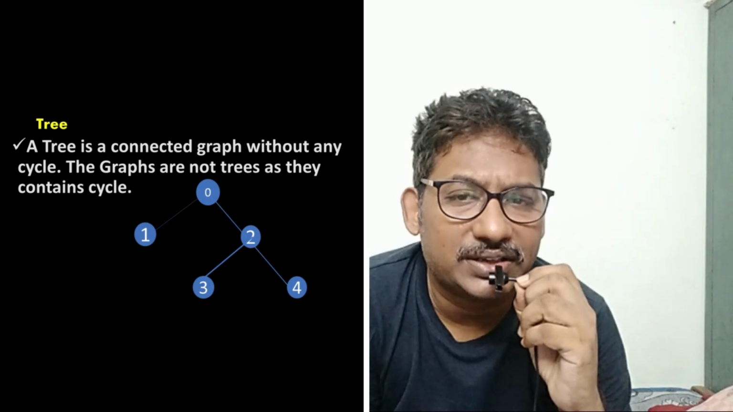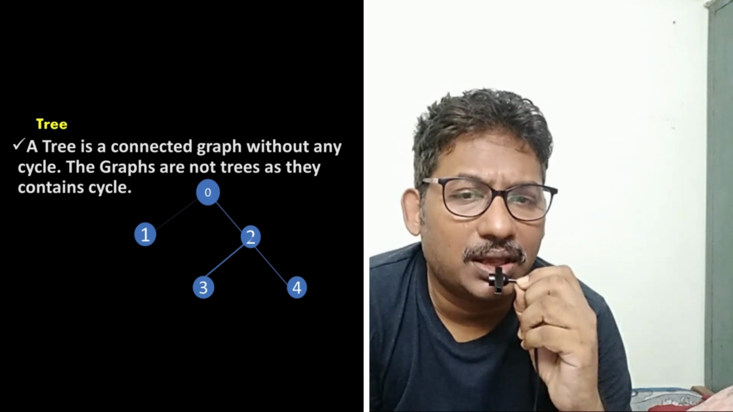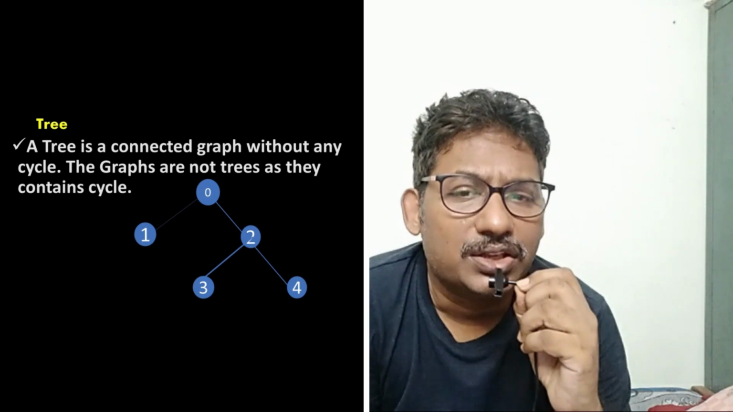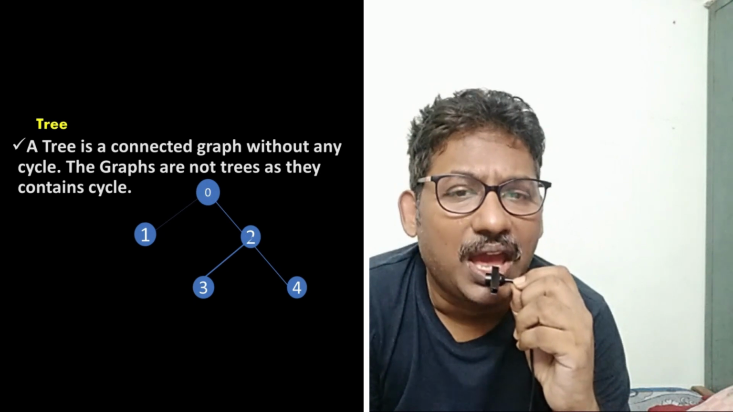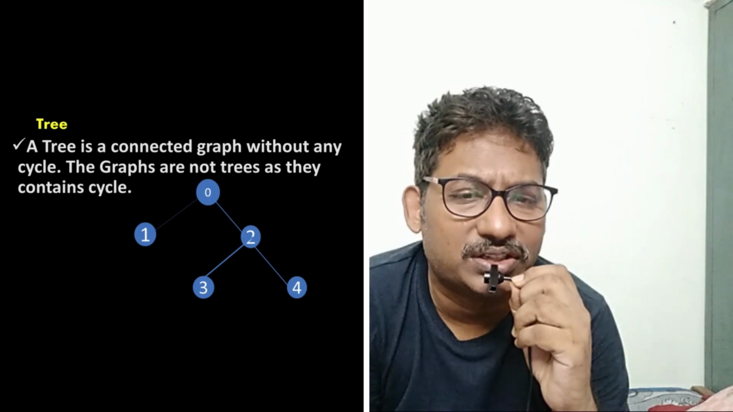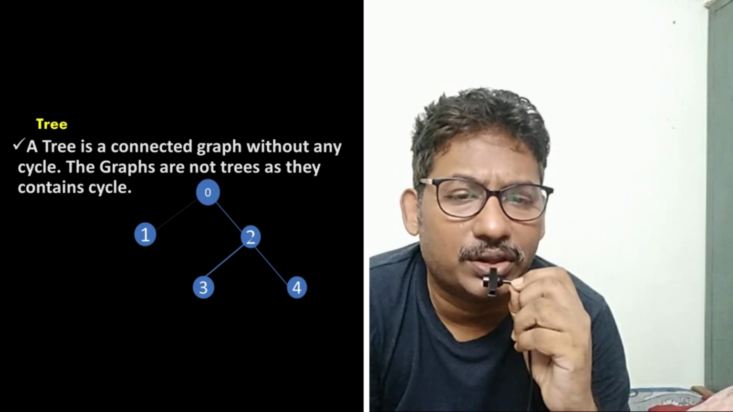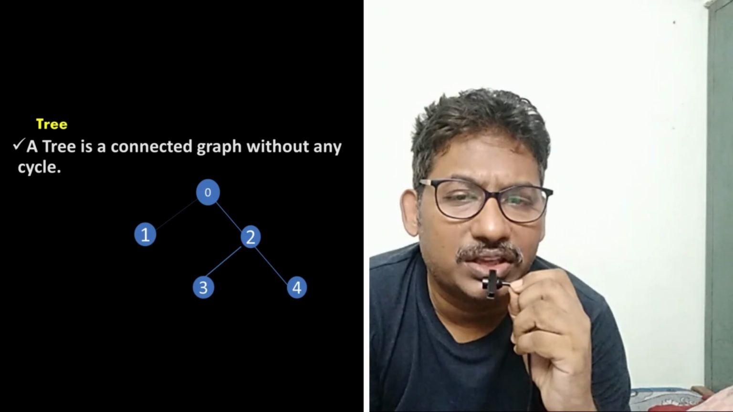Then comes trees. A tree is a connected graph without any cycle, and graphs that contain a cycle are not trees. So if it contains a cycle, it is called a graph, not a tree. Cycle means a closed circle. Here 0 to 1, 0 to 2, 2 to 3, 3 to 4, this is a tree, and 0 is the root node, and the leaf nodes are 1 and 2, and for 2 again 2 leaf nodes are there, 3 and 4. So this is a tree.